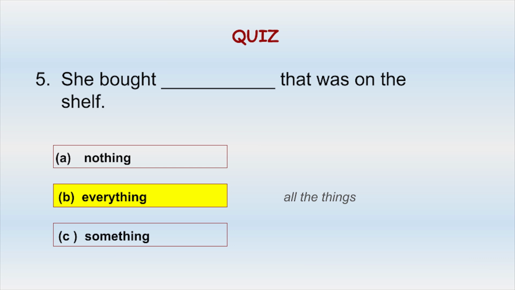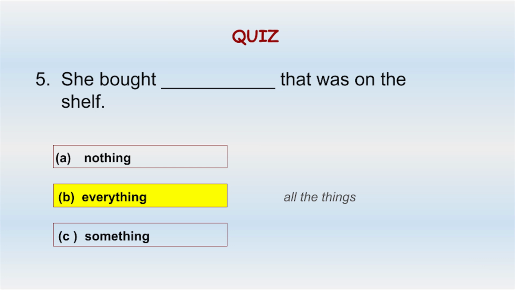Why didn't we say something? If it was something, our sentence would be she bought something from the shelf, which means that other items were left on the shelf. But because our sentence says that was on the shelf and not from the shelf, we can surmise that she bought everything that was on the shelf. We could not use nothing because nothing means not one thing. So that would mean not one single thing was on the shelf.